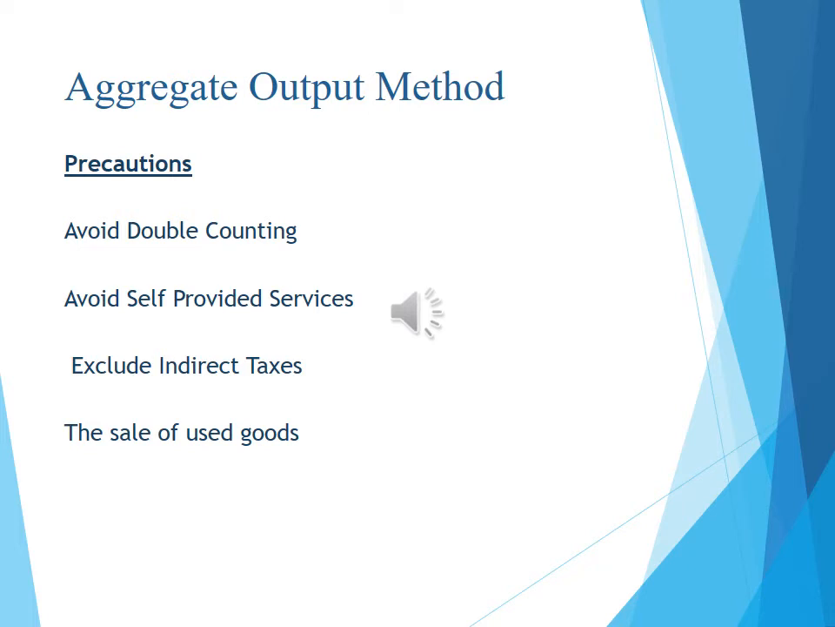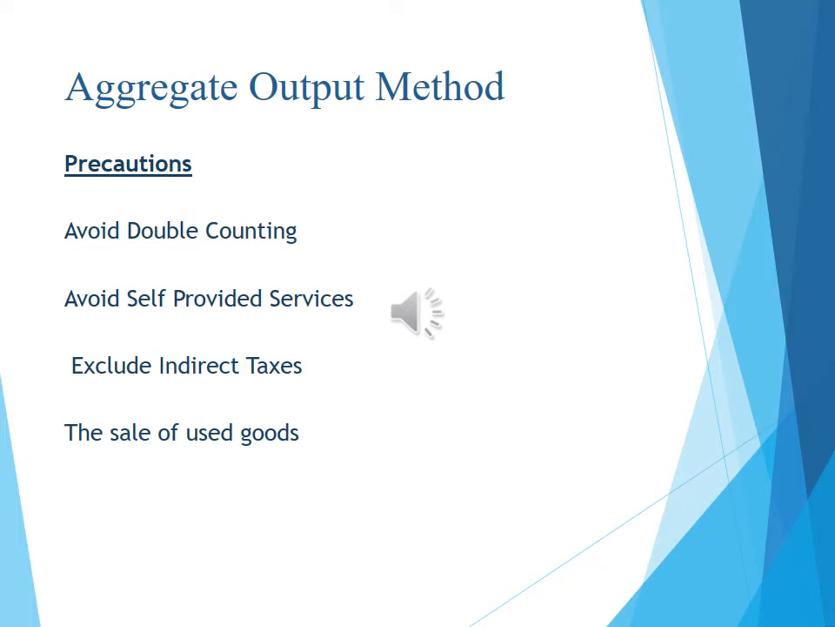Another precaution which must be undertaken is that we should avoid the self-provided services, as these services are provided by a person for himself and his family, and as these services are not provided for money and they are not measured in terms of monetary units, as their monetary value cannot be calculated, so we avoid such type of services. Another precaution is that we should exclude the indirect taxes.